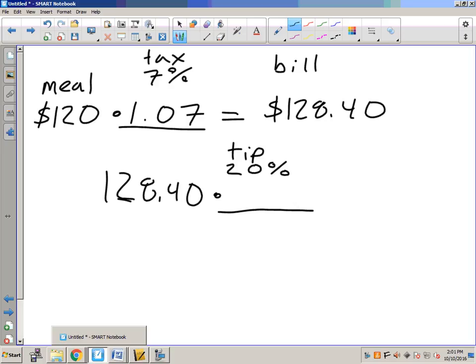So if you do the math wrong and you put down more for the total than you were supposed to, then you're actually tipping. It's the total that they care about. So what would the total be here? What would I multiply $128.40 by to get myself?